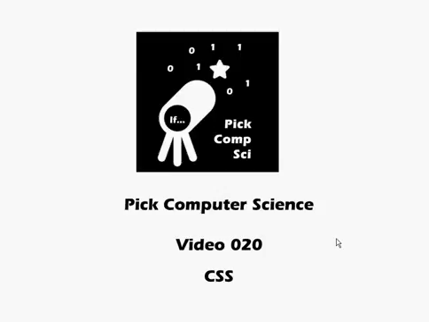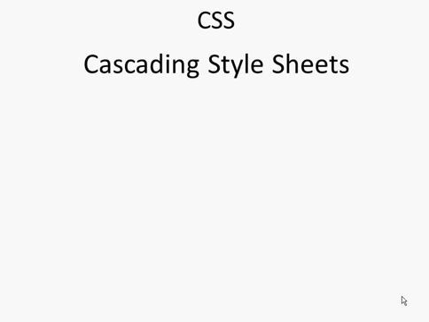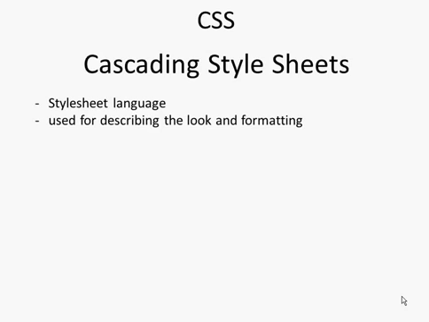We look at something called CSS in Pick Computer Science video number 20. CSS stands for Cascading Style Sheets. What are they? What can we say about them? A cascading style sheet uses something called a style sheet language. This is used for describing the look and formatting of a document written in a markup language such as HTML. So it's all about providing formatting and style to text, images, hyperlinks, tables, boxes, whatever it is that's on your web pages.